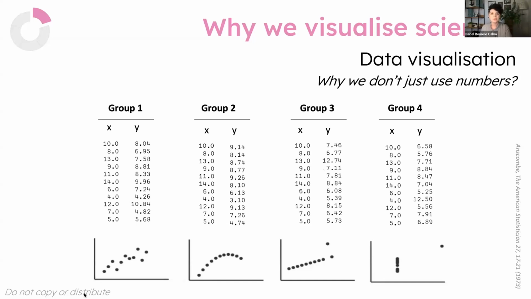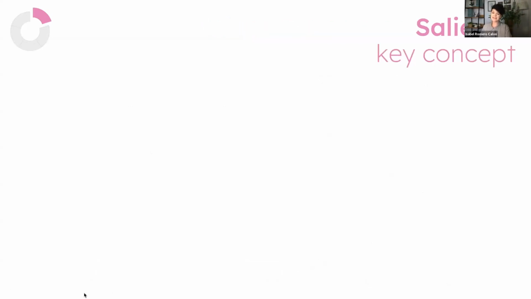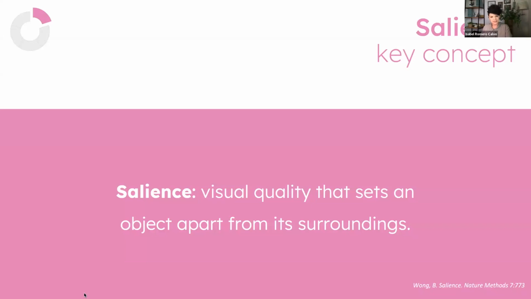This is why we are trying to improve daily on how we portray data to different audiences and why this matters. So that said, there is a very, very important concept within data visualization that we need to clarify, and it's the concept of salience. So what is salience? First of all, let's look at the definition.